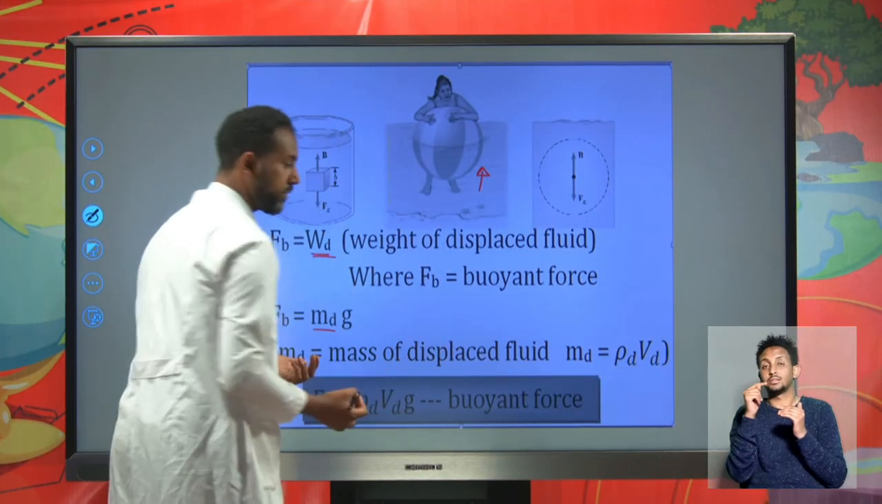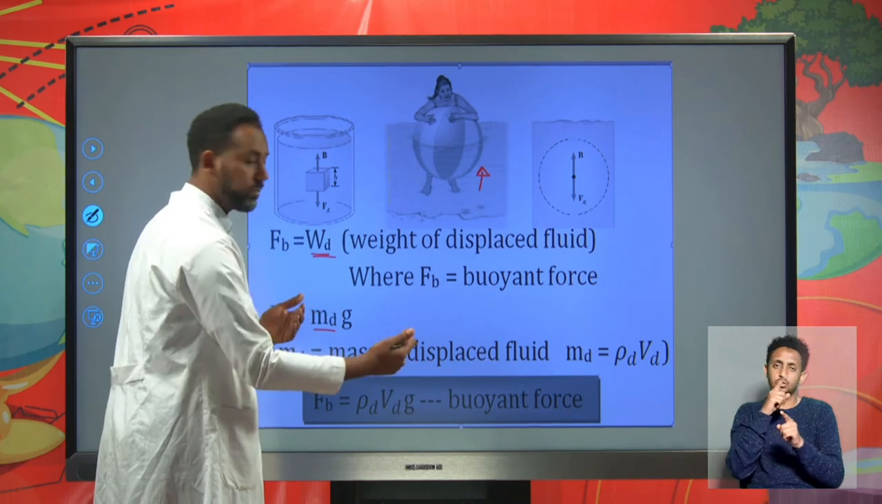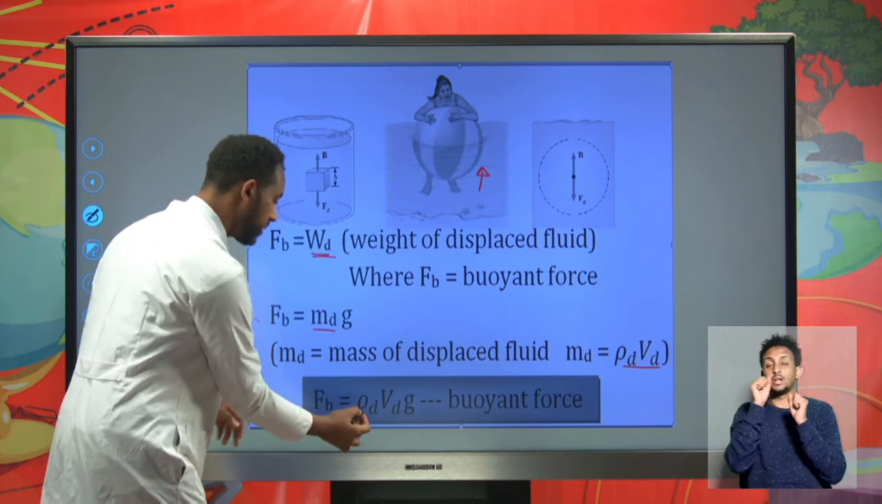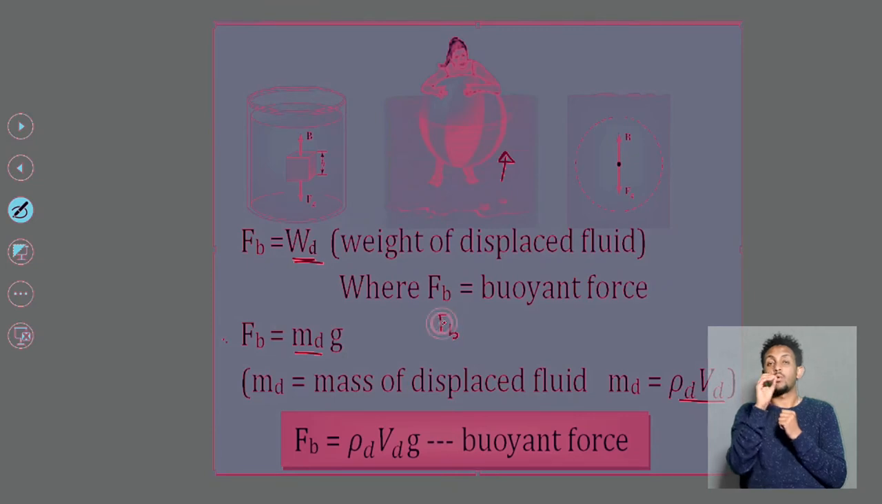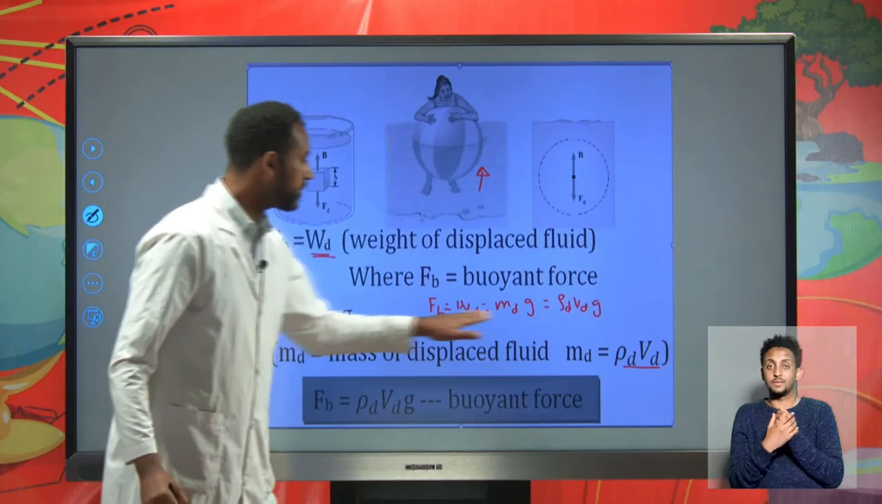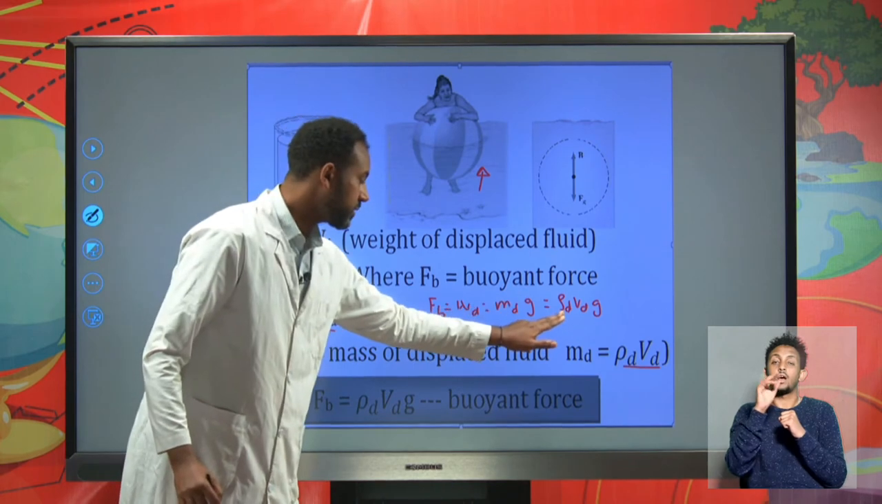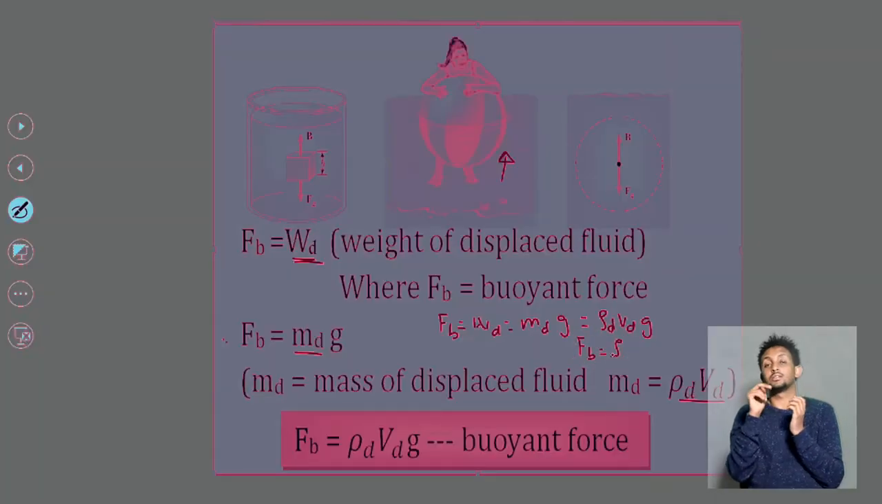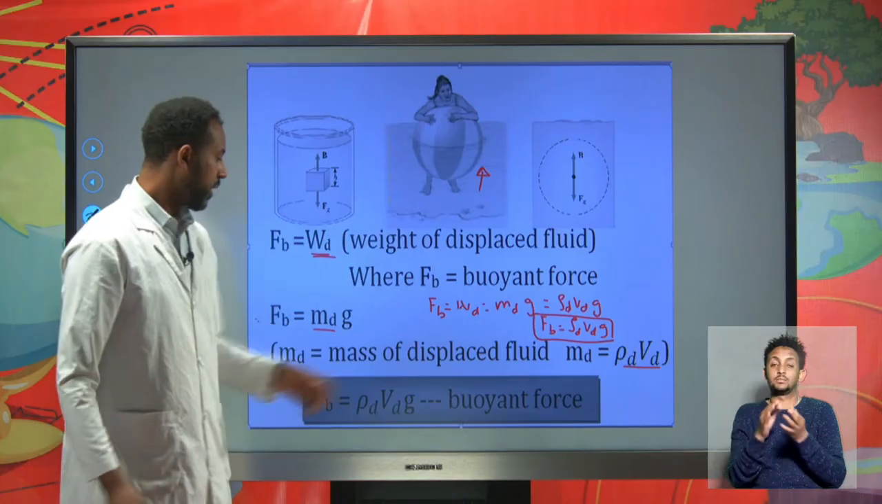And in this case, rather than giving mass, it's possible to use volume. Density of the displaced fluid times the volume of the displaced fluid gives the mass, and we can substitute here. Therefore, the buoyant force or pushing force upward is equal to the weight of the displaced fluid, which is the mass of the displaced fluid times gravity, and the mass of the displaced fluid is the density of the displaced fluid times the volume of the displaced fluid. So the buoyant force is F_b = ρ V g, the density of the displaced fluid times the volume of the displaced fluid times gravity. This is how we determine the buoyant force.